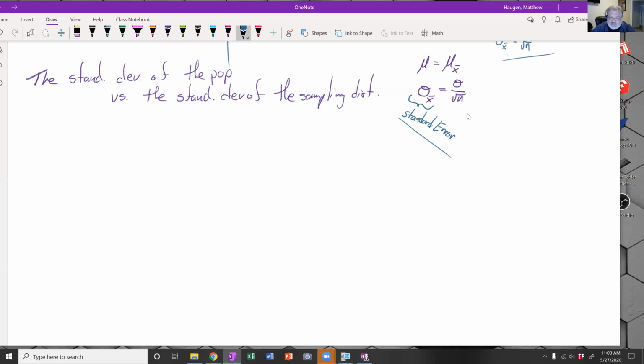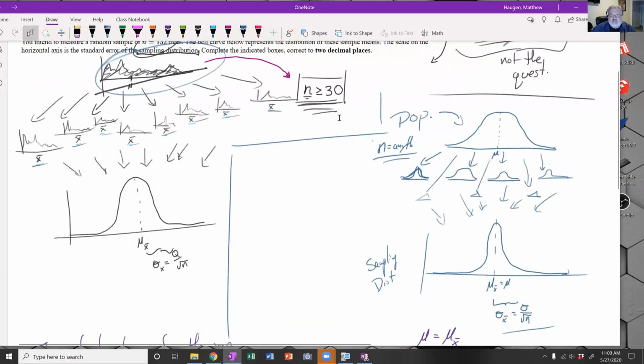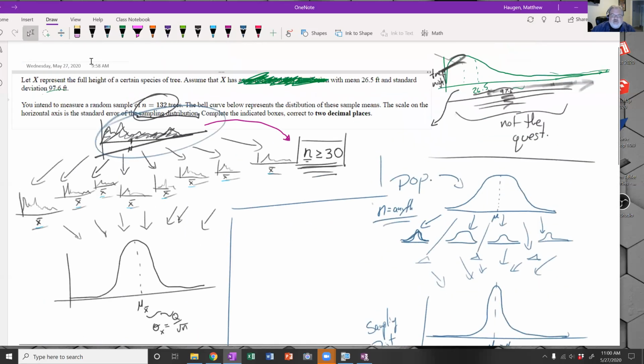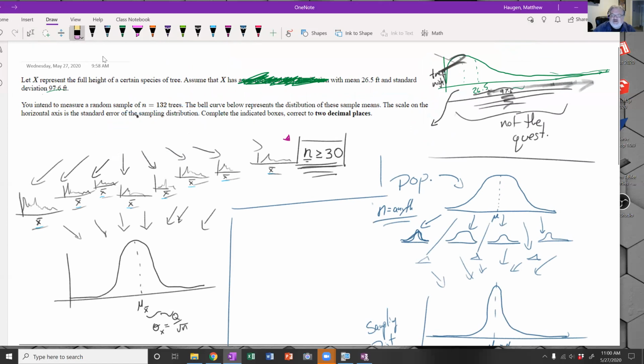So it's describing the same thing, but calling it standard error focuses your audience on the fact that it's for the sampling distribution. If we go back up to Tessa's problem up here, which is absolutely covered with writing and stuff, if we go back up to this problem that we were looking at today, we're specifically asked the scale of the horizontal axis is the standard error of the sampling distribution.